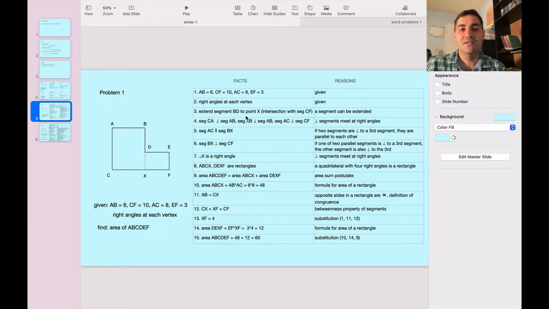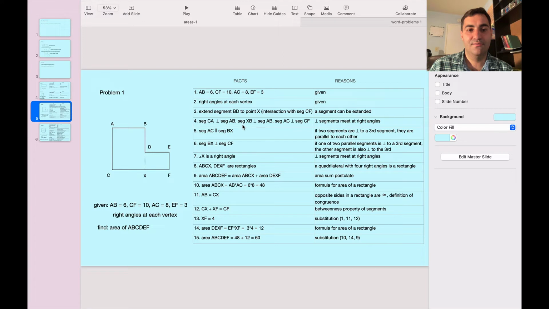Extend segment BD to point X where it intersects with segment CF. Segment CA is perpendicular to segment AB. Segment XB is perpendicular to segment AB. And segment AC is perpendicular to segment CF because perpendicular segments meet at right angles. Segment AC is parallel to segment BX. If two segments are perpendicular to a third segment, they are parallel to each other.